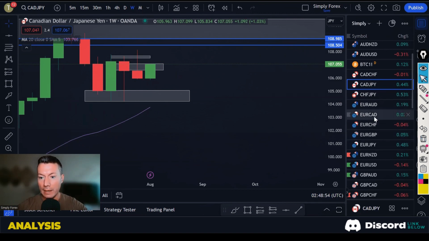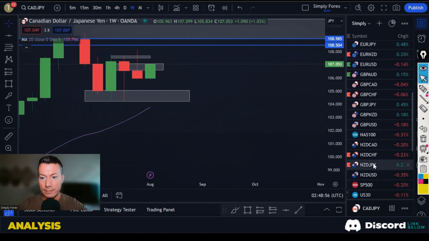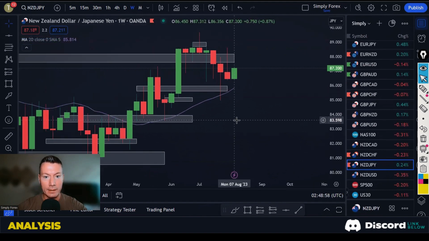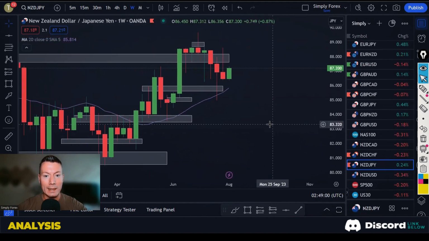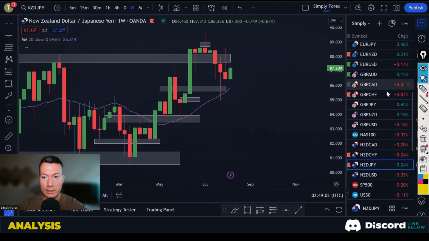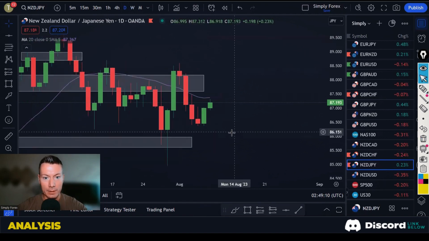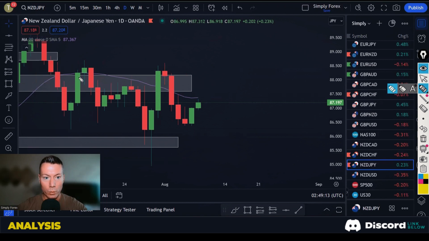If we look at other yen pairs, let's find another one, New Zealand yen. Okay, again, look at that weekly candle. Yeah, that is a weekly selling candle. I don't want to buy into that. But if we go to the day chart, similar scenario, as soon as we break these highs, we're in an uptrend. Come back, nice bullish candle, could we take price up?